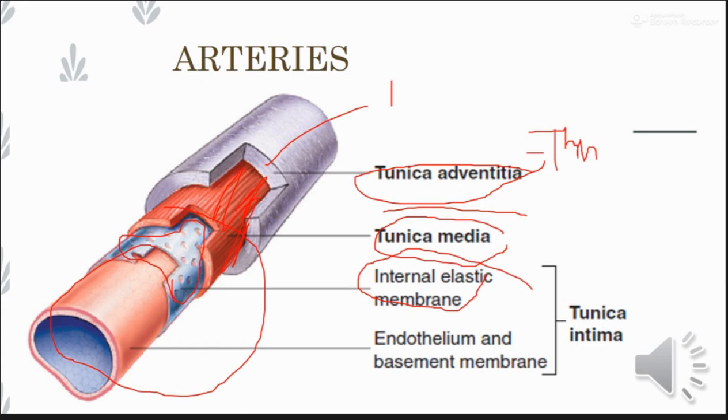Okay, let's go now to the medium and large veins. In medium and large veins, these three tunics are also present. The tunica media is thin, so that's what you should remember. Although it's thin, it can regulate the diameter of the vessel, because the blood pressure in the venous system is low. Even if it's thin, it can regulate the vessel diameter if it wants to vasoconstrict or vasodilate. But the most predominant, thicker layer in your medium and large veins is the tunica adventitia.